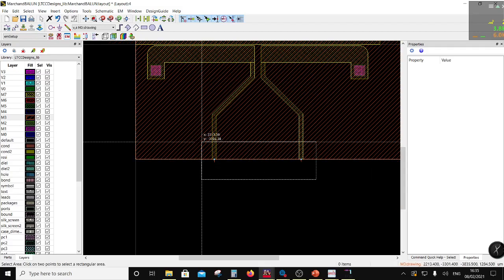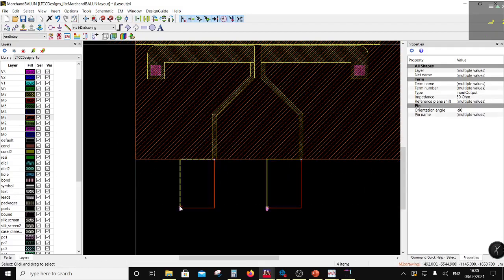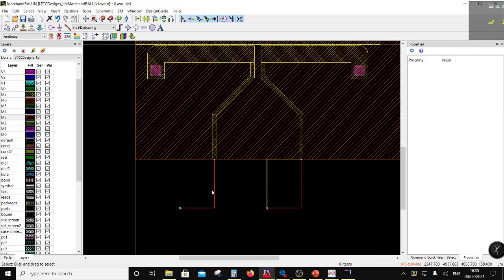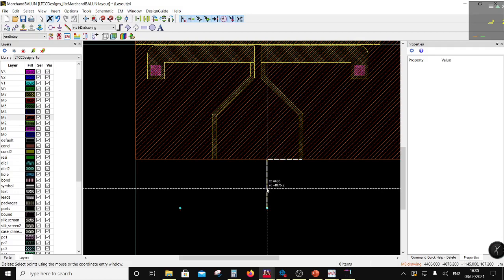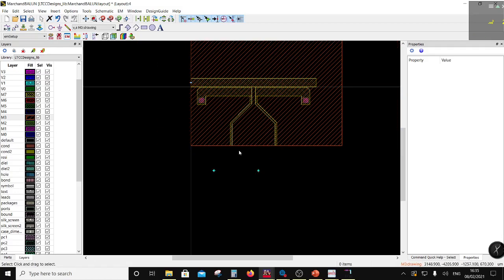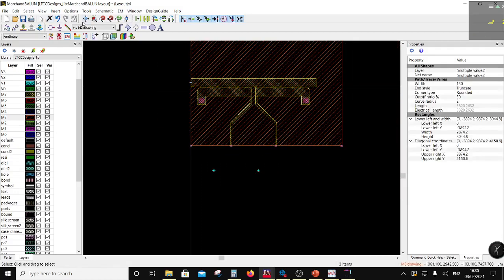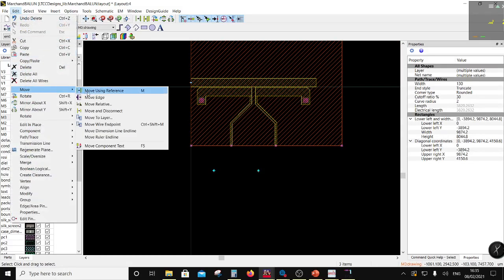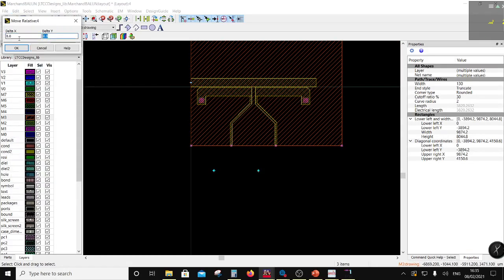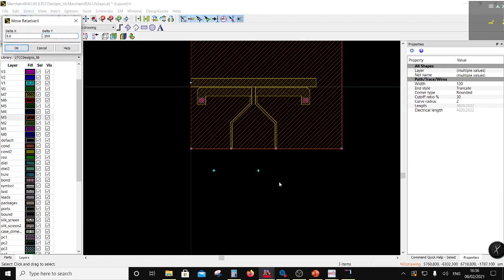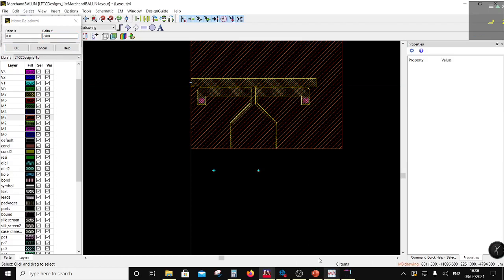Okay, so I'm going to do 2-3 iterations, not much. I'm going to add 200 micron more. Move relative minus 200. Okay, this is one thing which I have done.